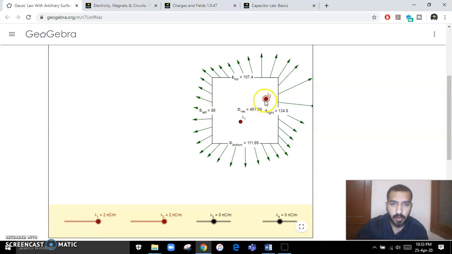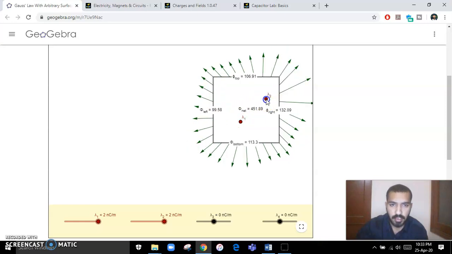You can see when I have moved another positive charge inside the surface, my net flux has increased from 225 to 451, and the individual flux on all four sides is also increased. So when the charge inside the surface area is increased, the flux is also increased. From here you can see that the flux depends upon the magnitude of the charge inside the surface area. When there was a charge of just 2 coulomb, there was a net flux of 225, and when I put another 2 coulomb charge, the total became 4 coulomb, and my net flux increased.